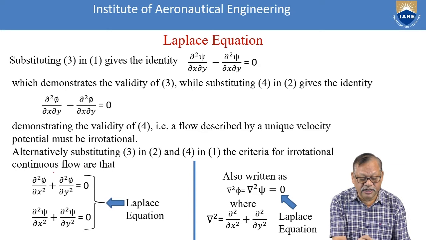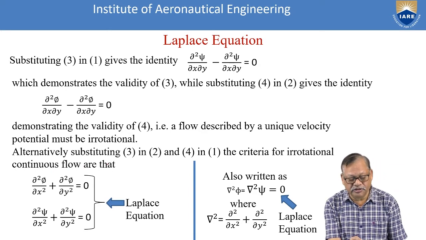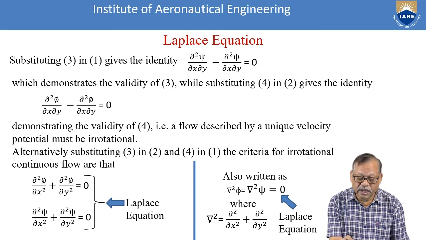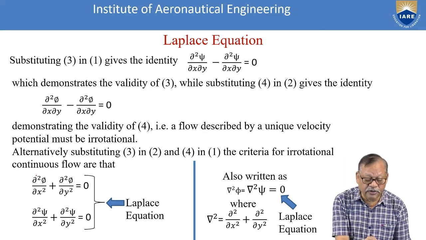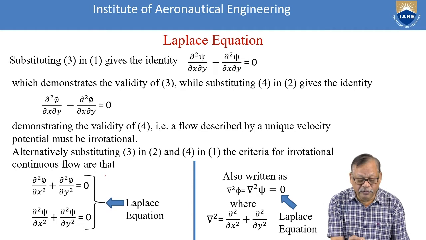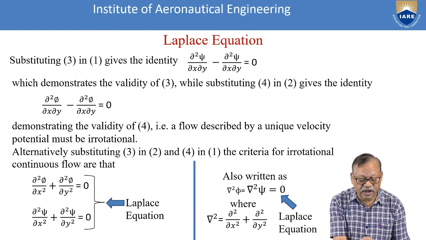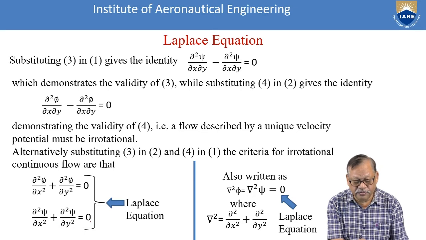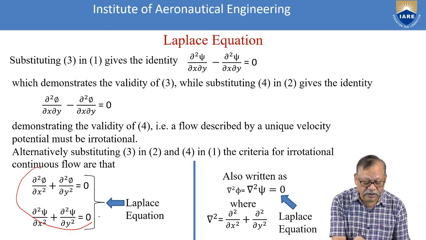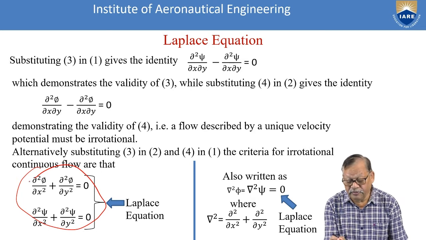Alternatively, substituting equation 3 in 2 and 4 in 1, we will get the criteria of irrotational and continuous flow. If we do it, what will we get? Dou square phi by dou x square plus dou square phi by dou y square equal to 0, and dou square psi by dou x square plus dou square psi by dou y square equal to 0. This one we call our Laplace equation.